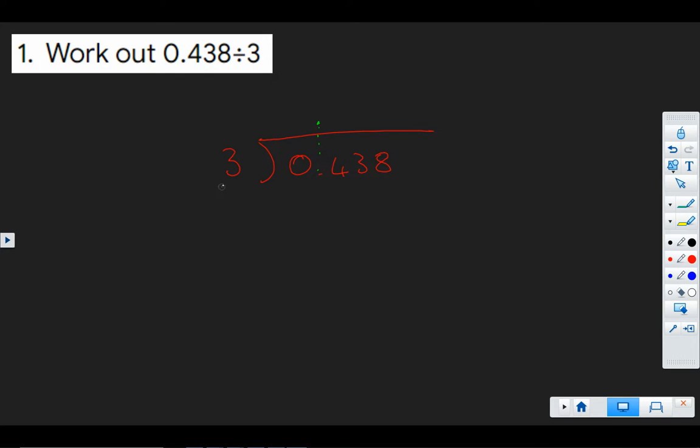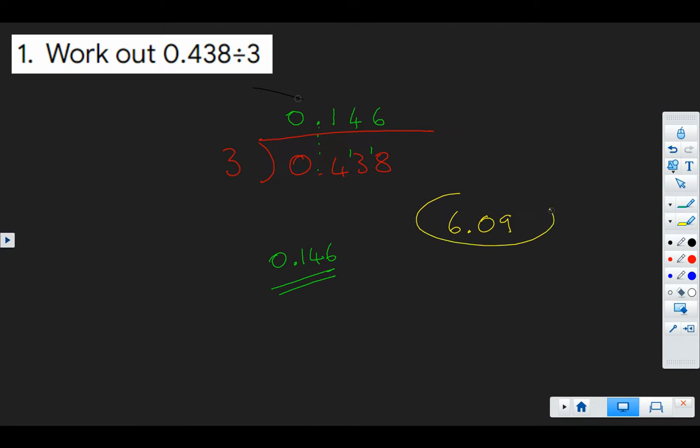Okay? So, how many 3's go into 0? And how many 3's go into 4? 1, with a remainder of 1. How many 3's go into 13? 4, with a remainder of 1. How many 3's go into 18? 6. There we go. Let's just tidy that up so that we've got a placeholder there, and that looks nice and neat. So there's our answer, 0.146. And the nugget to go and practice a few more of those on Century is 6.09 for a bit more division with decimals.